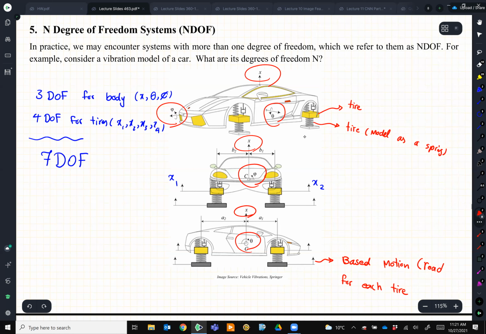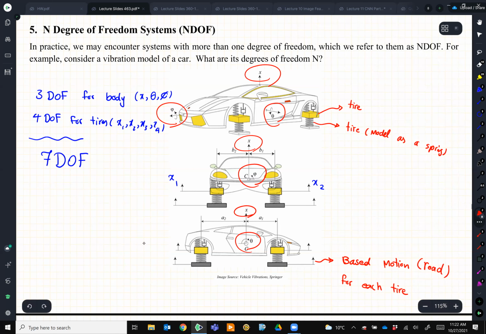This base motion, in fact, it is a road. You put the car on a road that has ups and downs, it's not flat. So create some base motion for you. So you will see there is no difference between this model and the single degree of freedom system that you've learned before. Most of the concepts are the same, except now, instead of having just one equation, you have to deal with 7 equations. Instead of having 1 frequency, you have to deal with 7 frequencies, and so on.